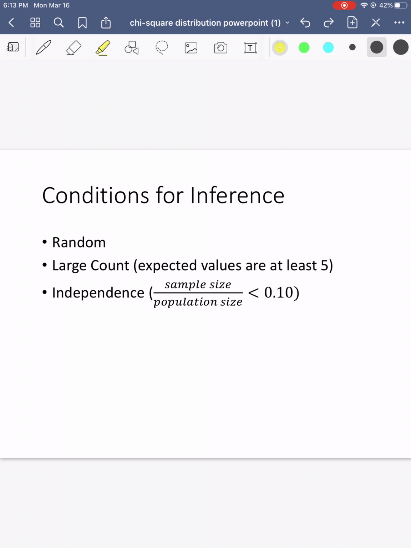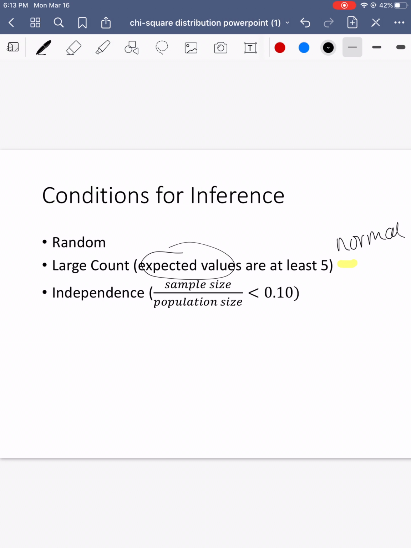Just with any type of significance test, we need to meet certain conditions. So here we have the random condition, and then this is the one to test for normality. So are we normal? And this is our expected value at least 5.